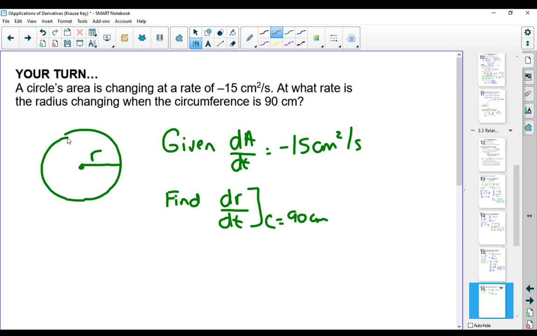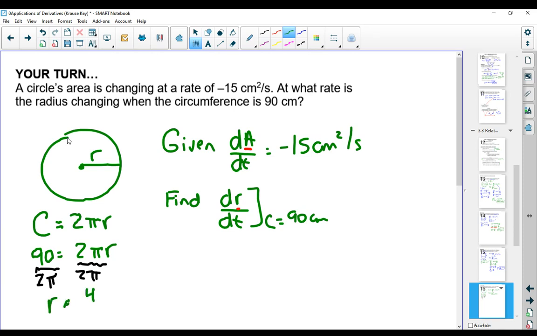Well, circumference is not one of my numerators, so I'm going to have to do some rearranging of a formula. Circumference is 2 pi r. Now, circumference is also pi times diameter, but we don't want to deal with diameter, we want radius, so I'm using 2 pi r. Circumference, we're told, is 90, and we've got 2 pi r. We can divide by 2 pi, and 90 divided by 2 is 45, so we're left with the radius being 45 over pi.